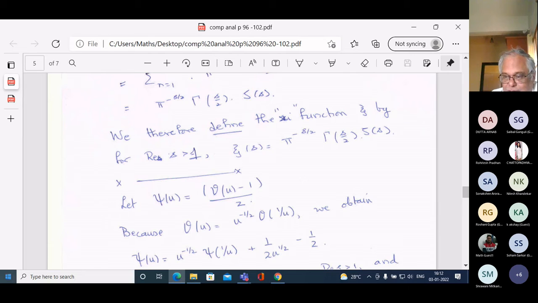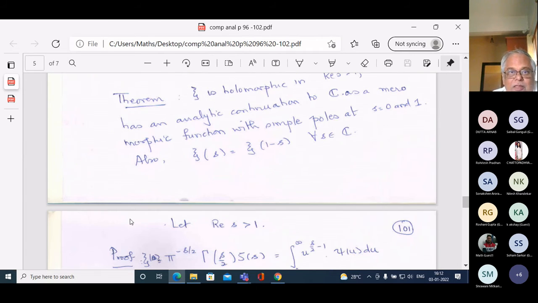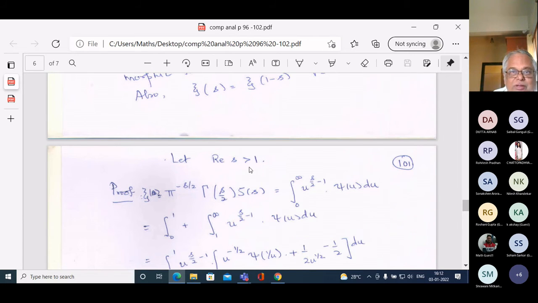So you can see that for actual zeta functions, you have to do a bit more, but not very much more. So I want to prove that zeta of s is zeta of 1 minus s. So let the real part of s be greater than 1. So real part of 1 minus s is less than 0. Zeta of s is this. This is my definition.